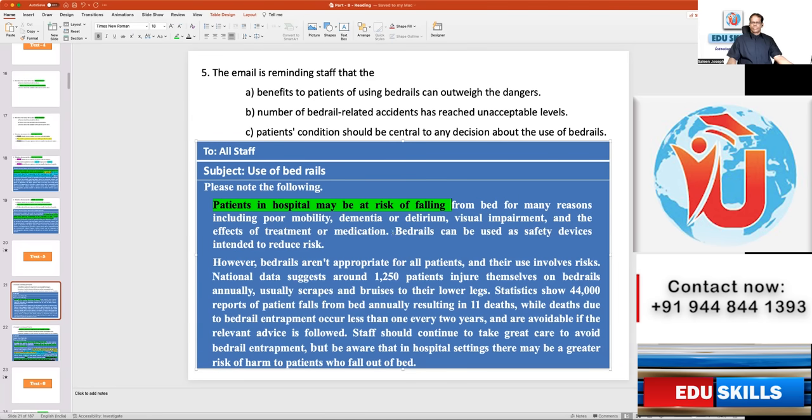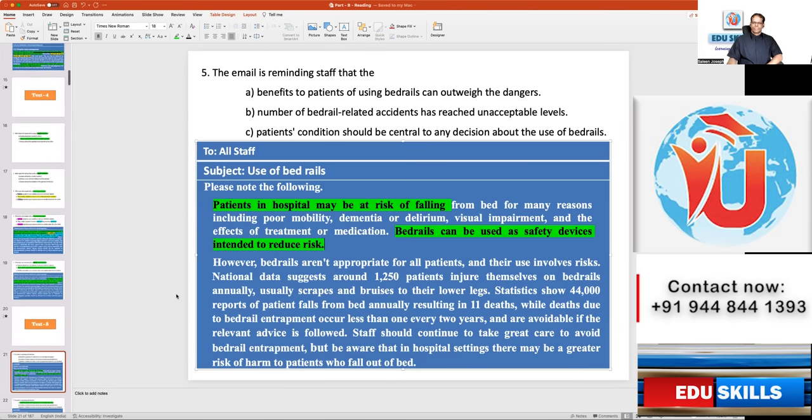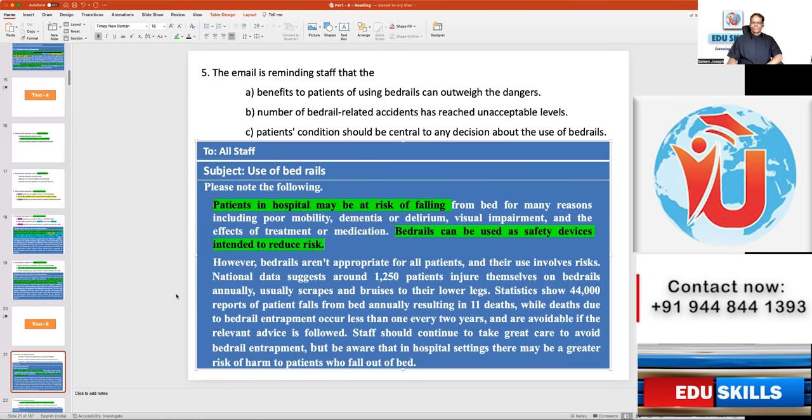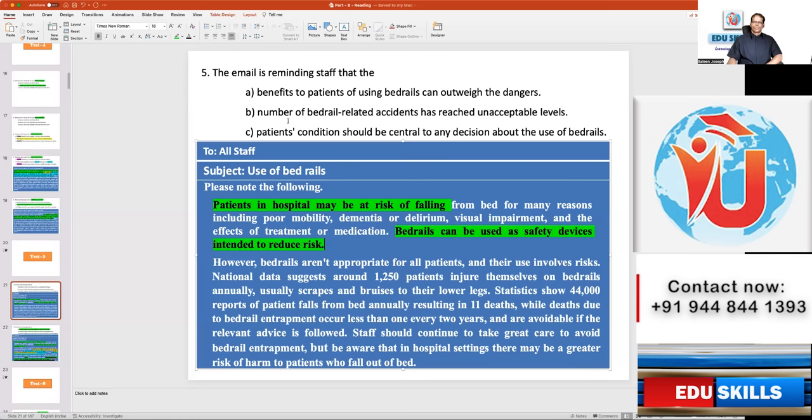National data suggests around 1,250 patients injure themselves on bed rails annually, usually scrapes and bruises to their lower legs. Statistics show 44,000 reports of patients fall from bed annually, resulting in 11 deaths, while deaths due to bed rails entrapment occur less than one every 2 years and are avoidable if the relevant advice is followed. Staff should continue to take great care to avoid bed rail entrapment, but be aware that in hospital settings, there may be a great risk of harm to patients who fall out of bed.